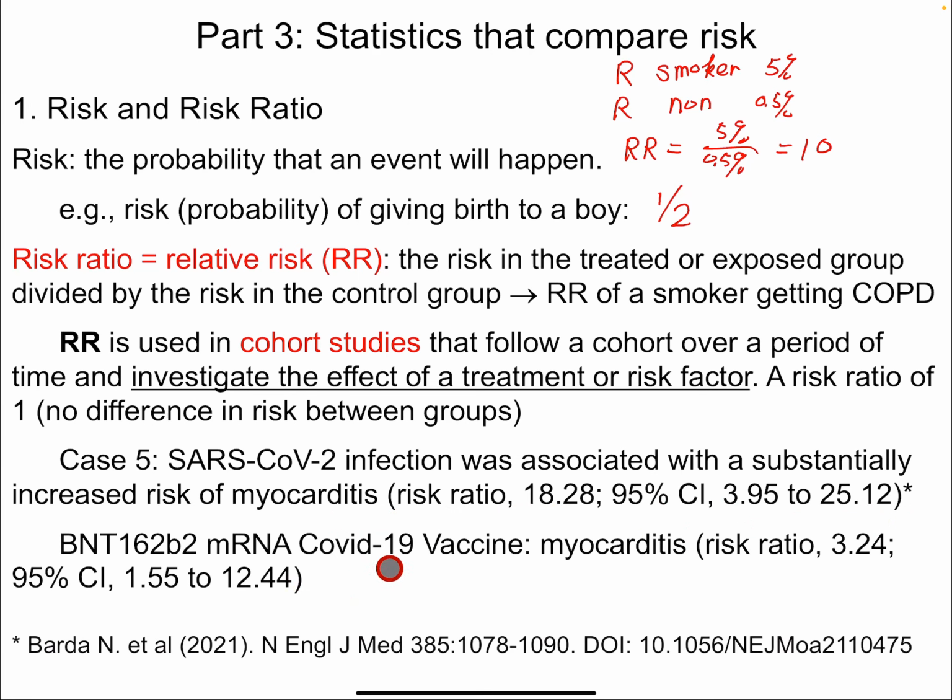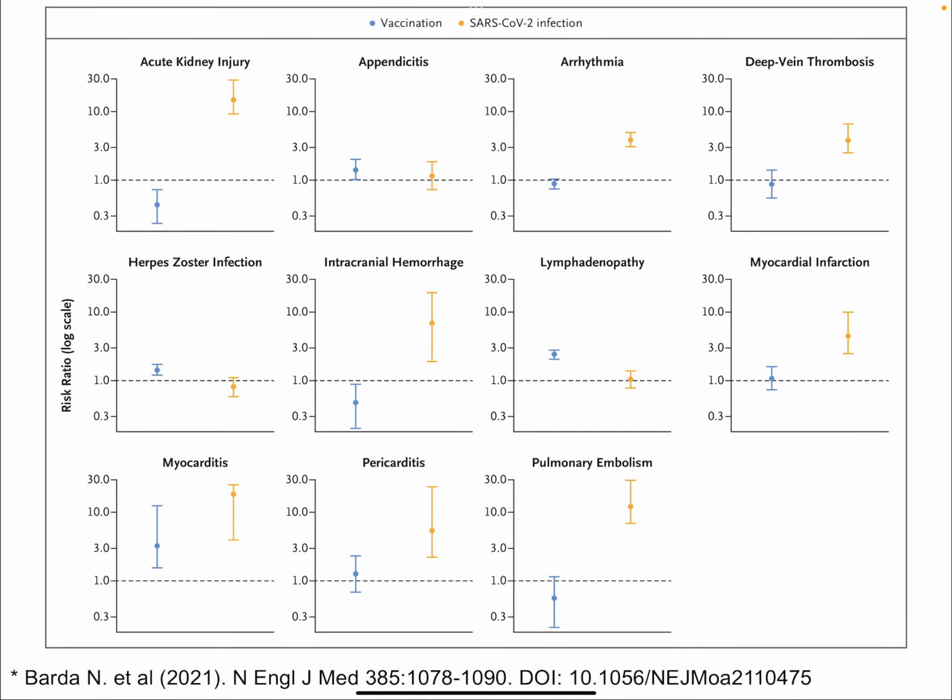This is COVID-19 vaccine. It was also associated with an increased risk of myocarditis. These are the data that compare adverse events associated with COVID-19 infection and the vaccine. The blue lines represent the vaccine, and the yellow lines represent COVID infection. Here we ask a question: how many adverse events are significant? You can pause the video to see whether you can figure this out.